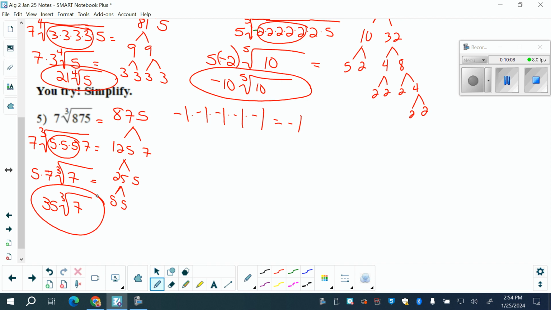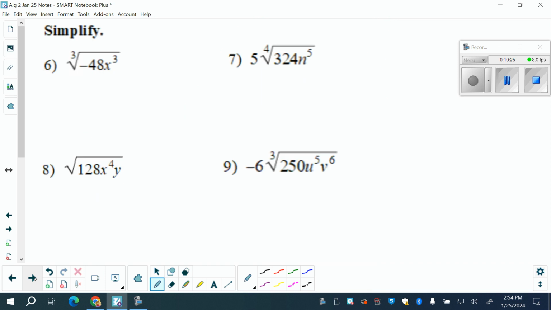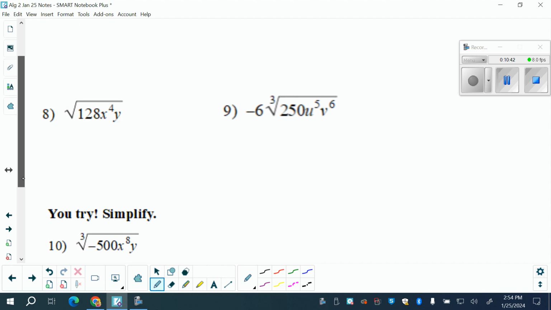Okay, so we would get 35 times the cube root of 7. Questions on that? Okay, on to the next one. We're just going to do 2 more. It shows 4, but we're just going to do 2 more because you guys are doing great today with this. Let's do 8 and 9.